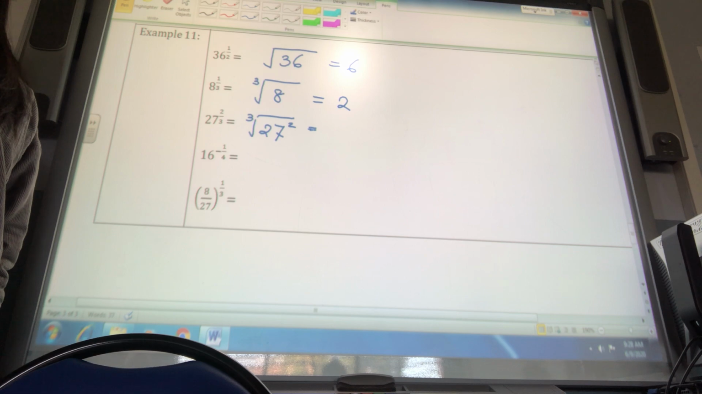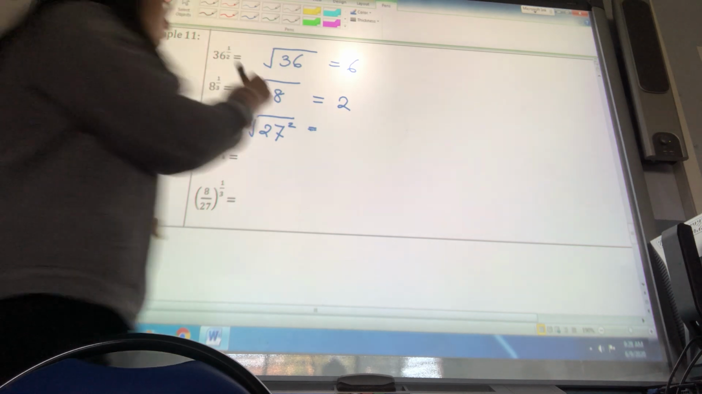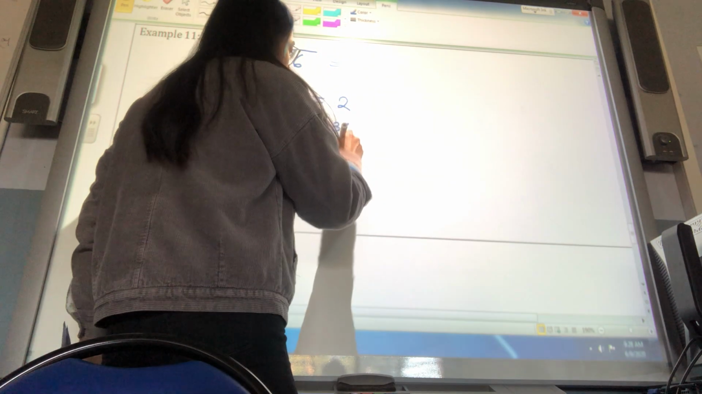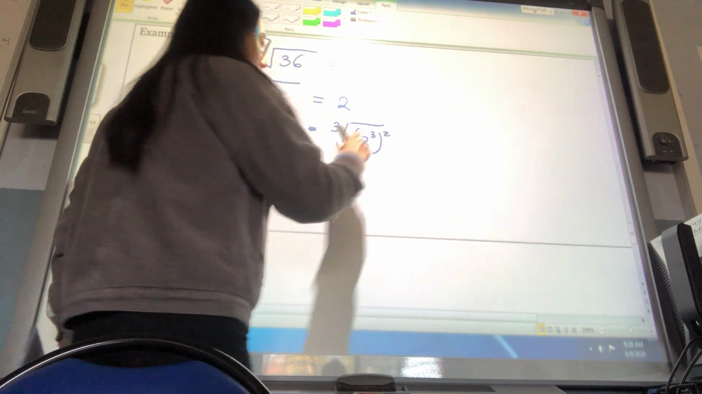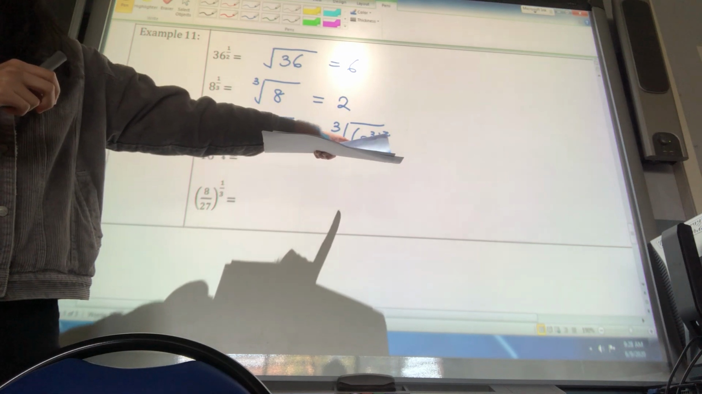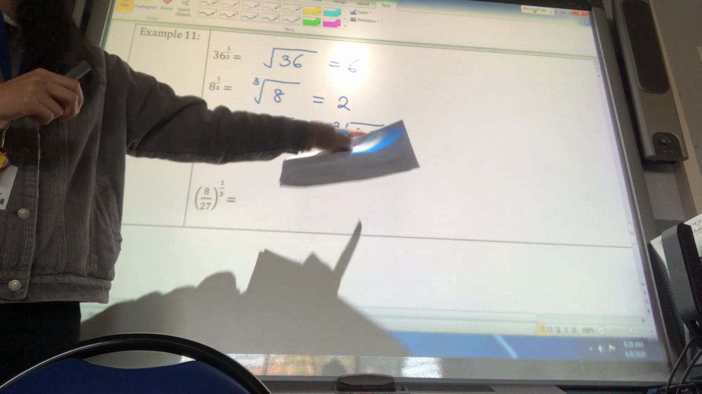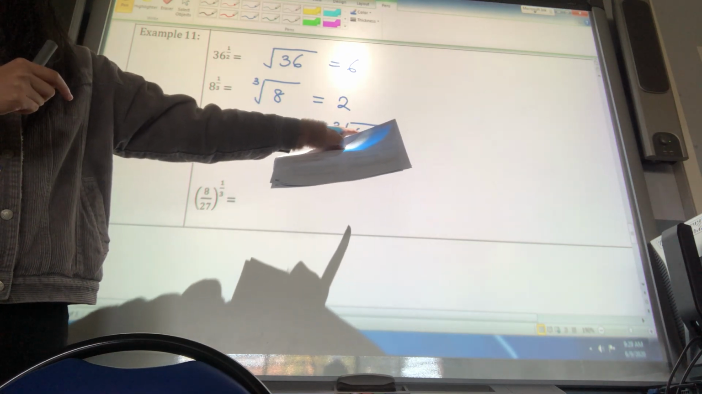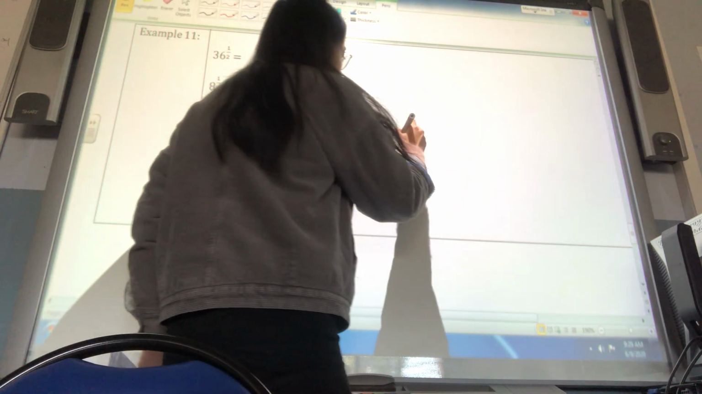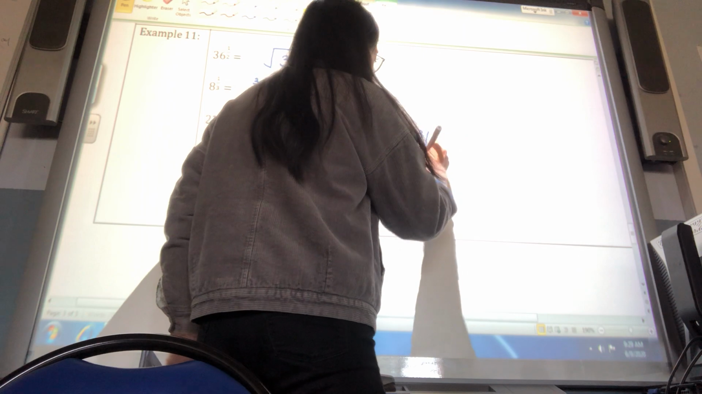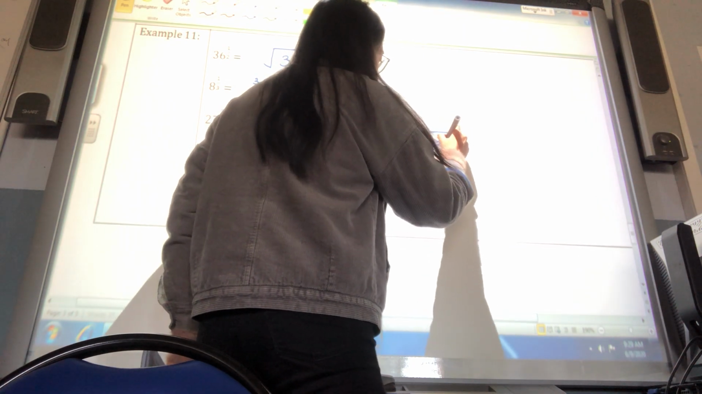What's 27 equal to? Can I write 27 as an index? 3 to the power of what? 3 to the power of 3, right? So it's equal to, inside you have 3 to the power of 3 squared. What's this? Now I still want to keep it as an index. 3 to the power of 6. So this is cube root of 3 to the power of 6.